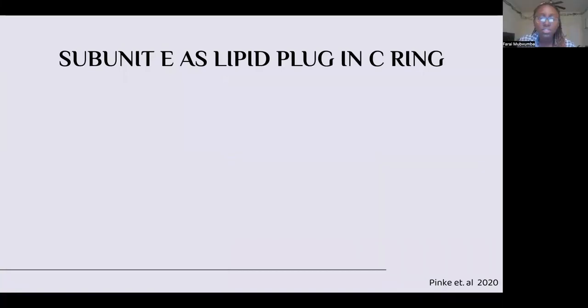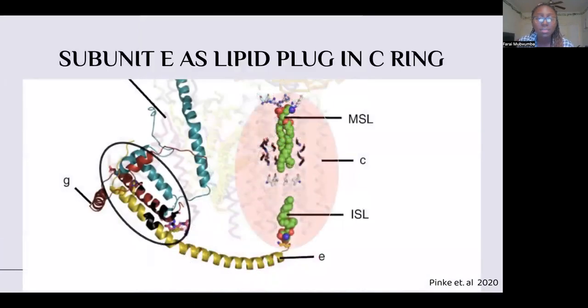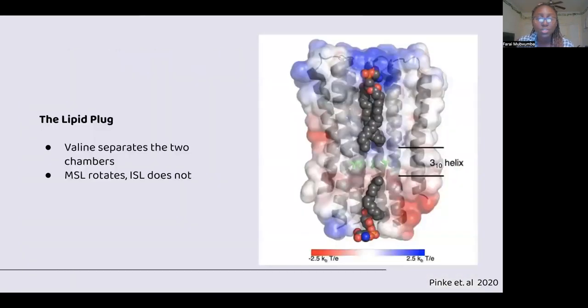Resolving the F0 structure enabled the authors to discover the connection of subunit E to the lipid plug in the C ring. Specifically, subunit E, also a part of the hook apparatus, is connected to the intermembrane space lipid, ISL. The lipid plug consists of two lipid chambers, the ISL and the matrix lipid MSL. The two chambers are separated by a valine on subunit C.